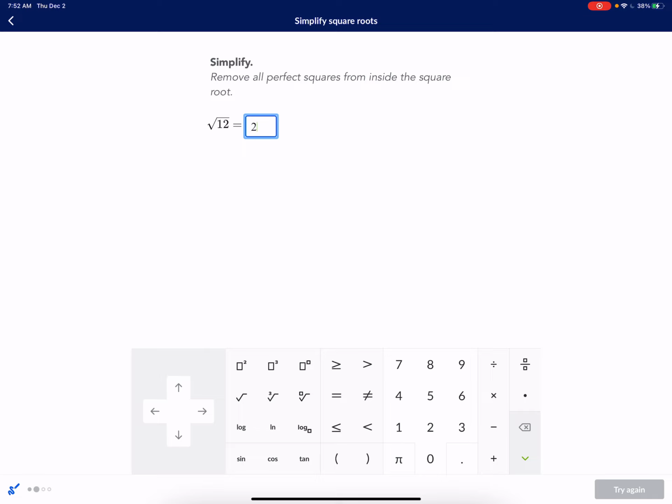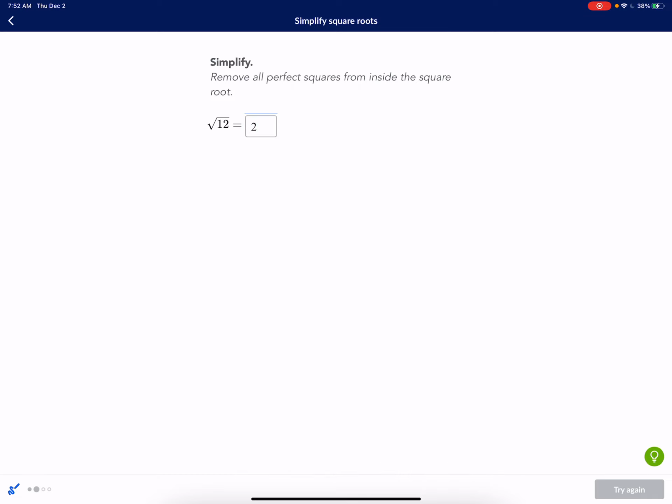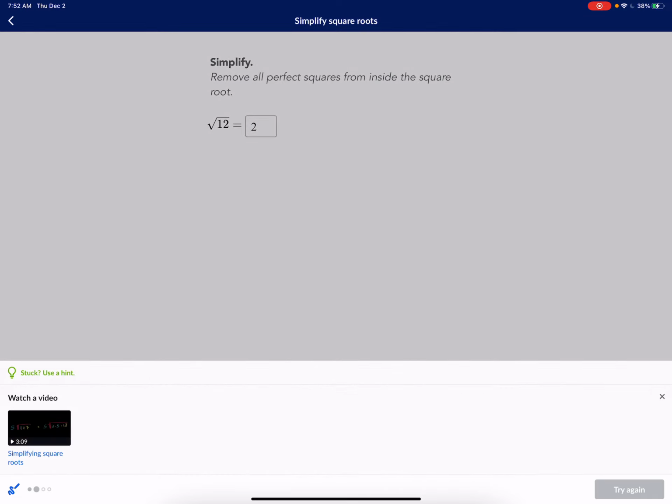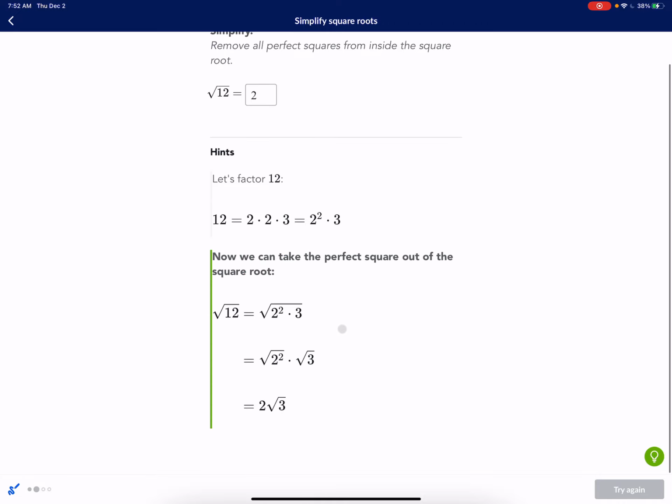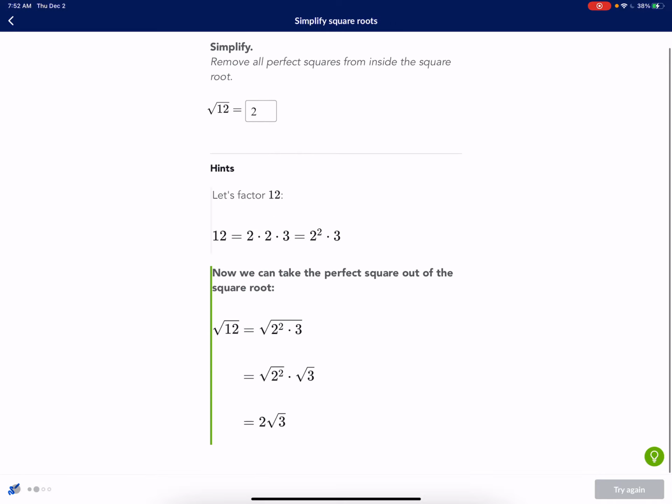I'm going to show you the hint here. 2 square root of 3. Okay, so that's exactly what they did. They factored it out as the most factored out form possible. And then, so I'm gonna show you.